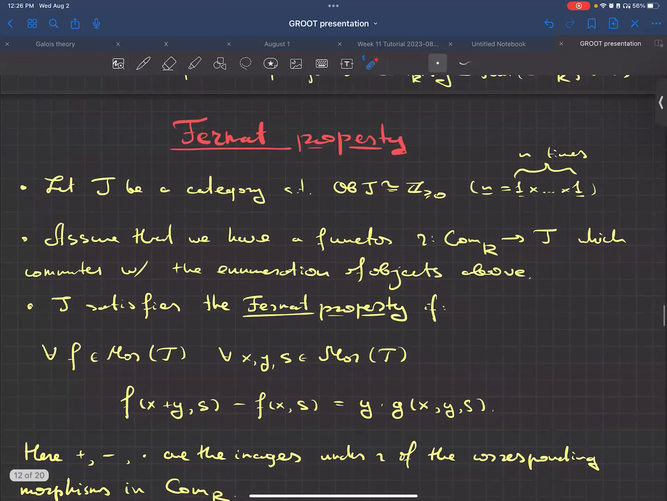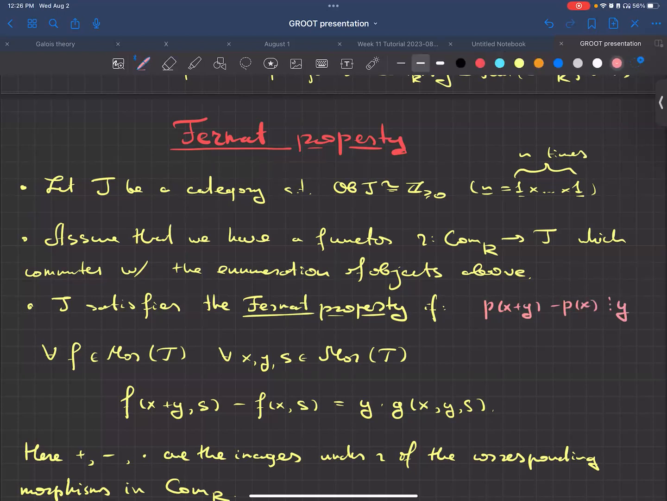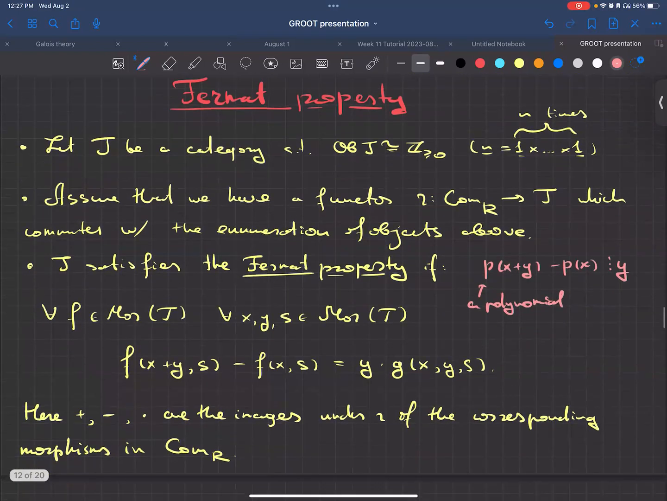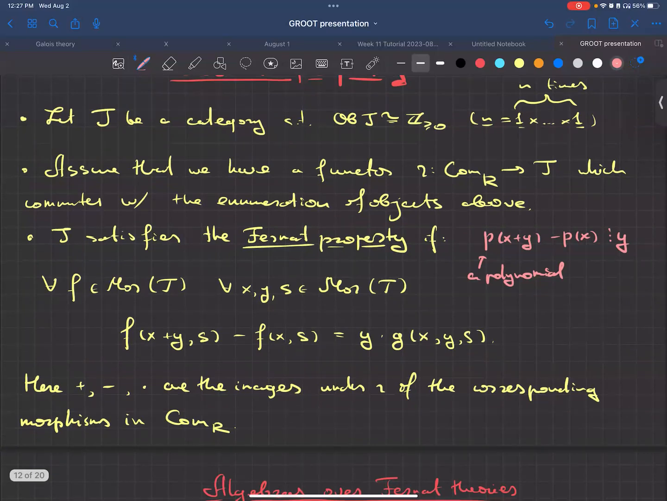And obviously the theory COM-R itself satisfies the Fermat property, because if you take a polynomial, then you can take the difference between p of x plus y minus p of x, and this is divisible by y. This is a standard fact about polynomials. But this property also, of course, holds, for example, for smooth functions or holomorphic functions. For smooth functions, this is called the Hadamard lemma.